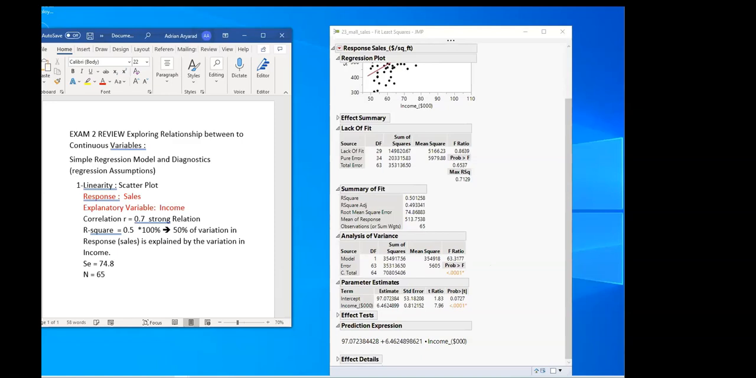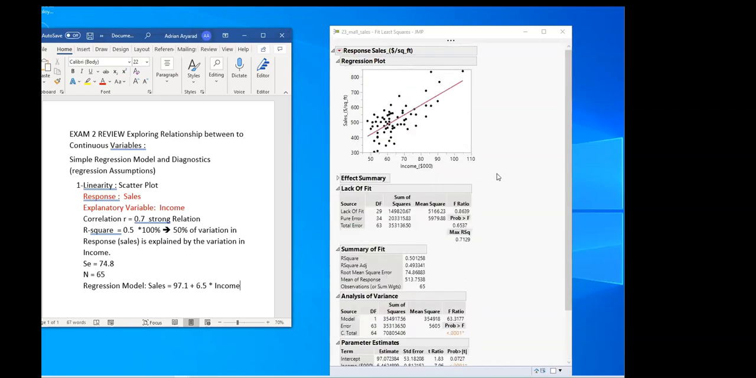And the equation is the regression equation or regression model, right? You can say the regression model is sales equals, and let's round these numbers, 97.1 plus, and then we have income, 6.46, let's say 6.5 times income. That's your regression model. So most of the time in questions, there will be an empty space. You just fill up the numbers, but make sure to check the rounding required by the question.